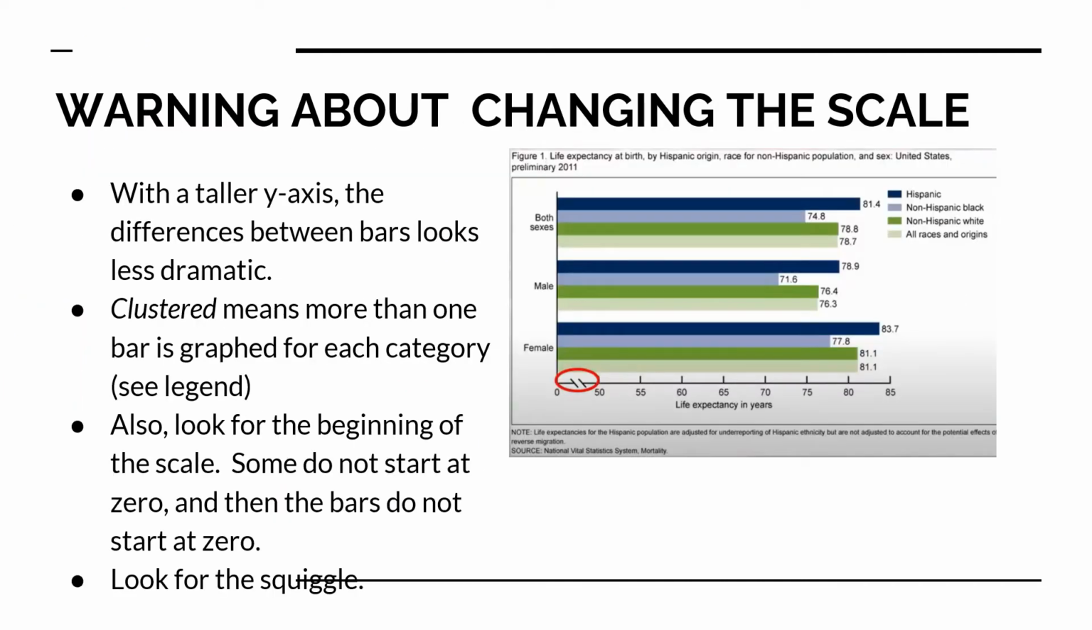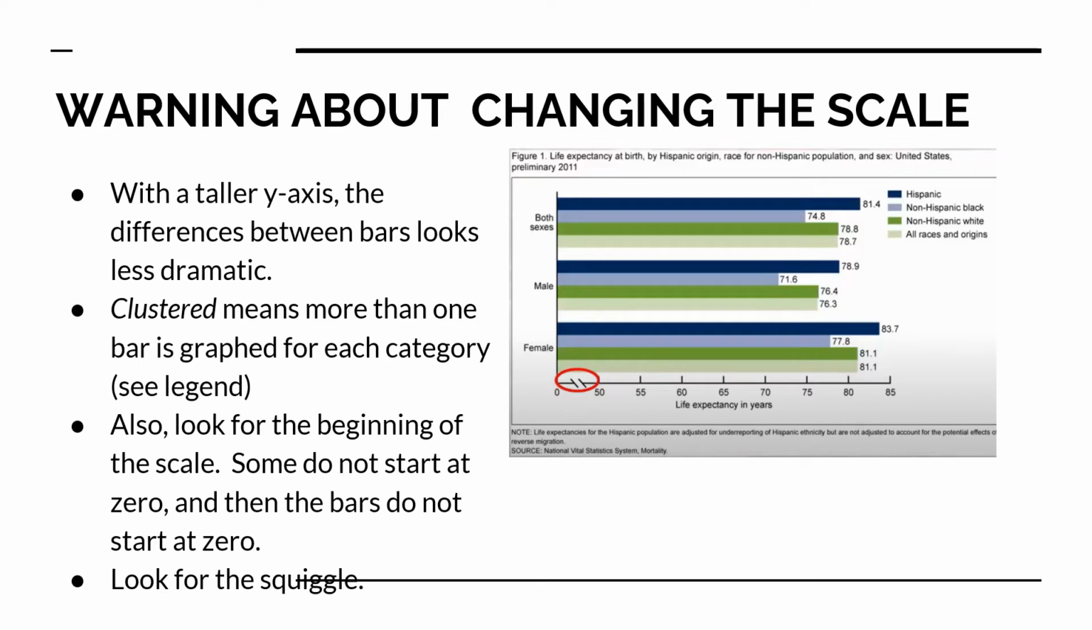Okay, so now let's look a little bit more into changing the scale as well as this other type of graph. This is a clustered graph. It basically means more than one bar is graphed for each category, when you have multiple different data sets for certain categories. Pretty much when it gets complicated, this is when you're going to be doing a cluster graph.